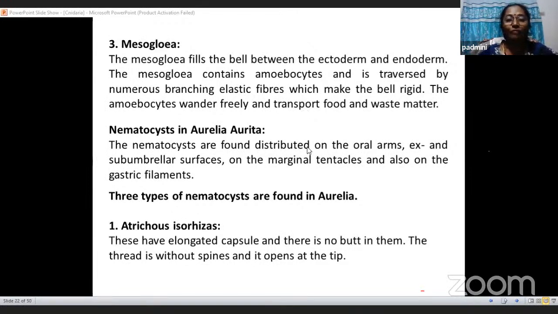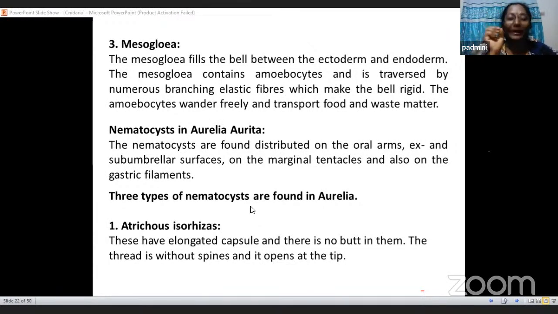Nematocysts in Aurelia are found distributed in the oral arms, exumbrellar and subumbrellar surfaces, on the marginal tentacles, tentaculocysts, and also on the gastric filaments. So these nematocysts are of 3 types. Don't get confused between the tentaculocysts and the nematocyst. Tentaculocysts are sensory in nature. When you're talking about nematocyst, we are talking about the nidocyst, a needle-like structure. So nematocyst and nidocyst are one and the same. The name differs according to the way they are explained. So nematocysts, the stinging cells, are of 3 types here.